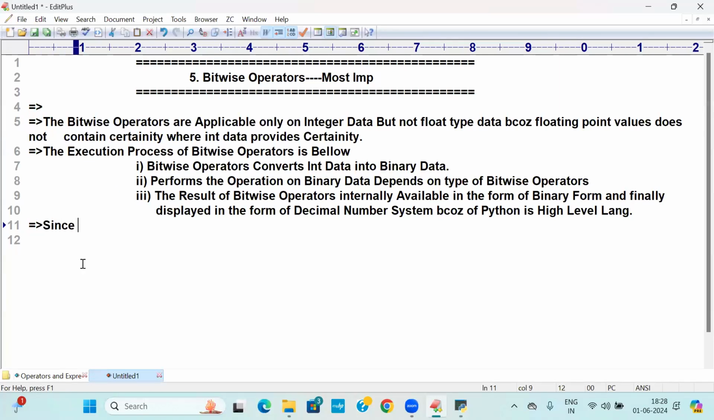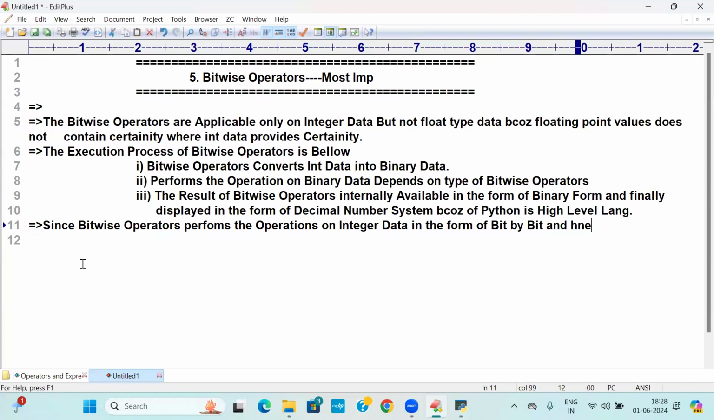So now I am writing: since bitwise operators perform the operations on integer data bit by bit, they are named bitwise operators. Why did the name bitwise operators come? They are performing internally bit by bit. That's why they are named bitwise operators. So what is the use of bitwise operators?